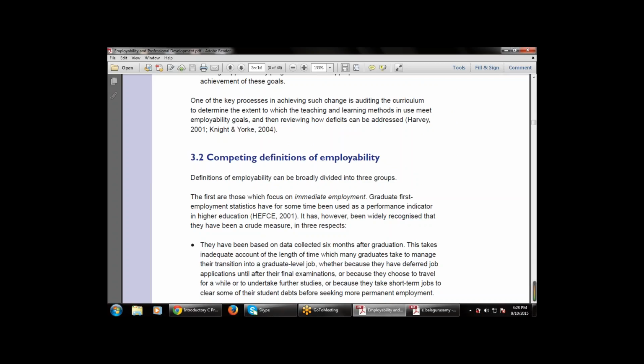The first aspect is immediate employability, that is, graduate first-employment statistics have for some time been used as a performance indicator in higher education, used in HEFCE 2001. It was, however, widely recognized to be a crude measure in three aspects.